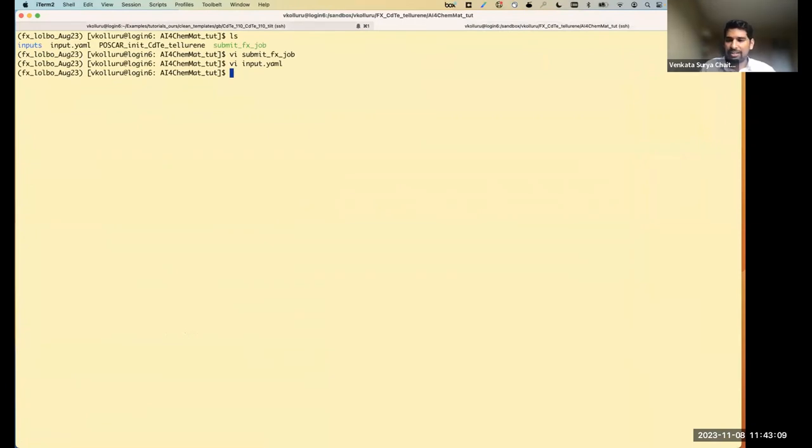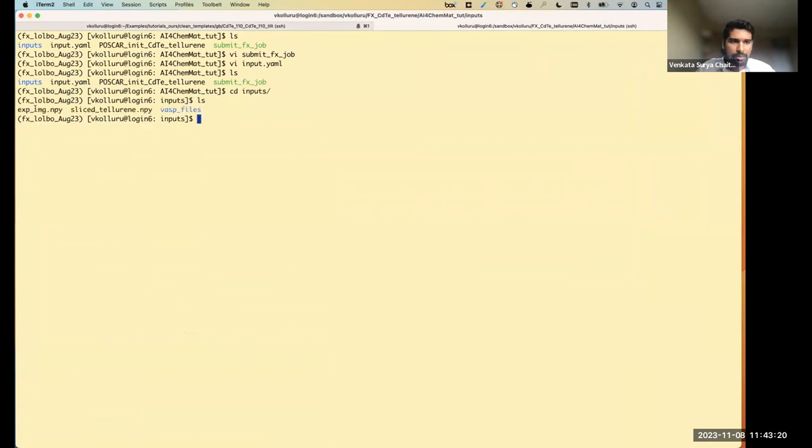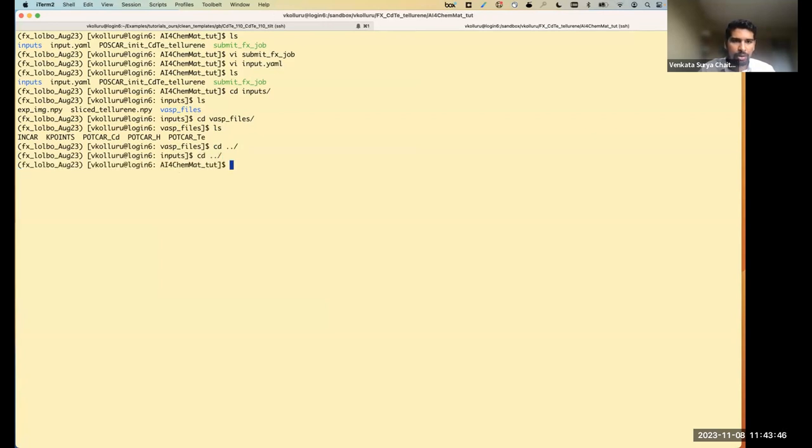I cannot run it on my local machine, so again, I'm switching back to Carbon. Here I have the input file, the POSCAR, and in the inputs, I have the experimental image and the VASP files, which is basically the INCAR, KPOINTS, and the individual POTCARs corresponding to each species. And if we have LAMMPS, we need an input file for LAMMPS for minimization, and also a potential file for LAMMPS. So depending on LAMMPS or VASP, these will change, and those have to be provided here.